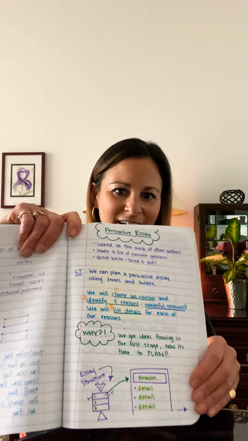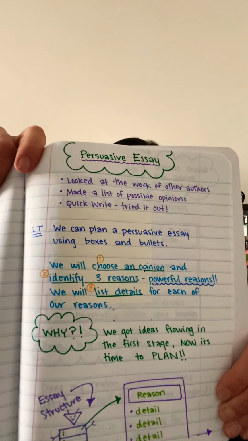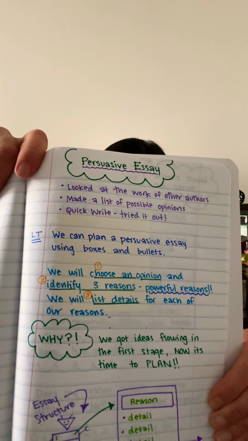Okay, so let's go back and let's look at our learning target for today and our tasks. Okay, here it is. I'm going to put it up on the screen. So we said we're going to plan our persuasive essay using boxes and bullets. I did that, but there's 3 parts to it. First, I chose my opinion. Then I identified 3 reasons. I made sure they were powerful by asking, remember I asked that question, does my reason include multiple details?